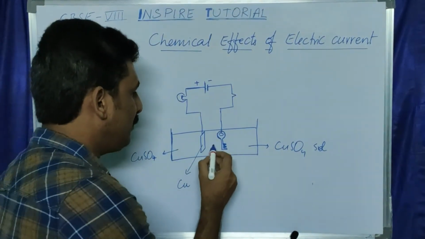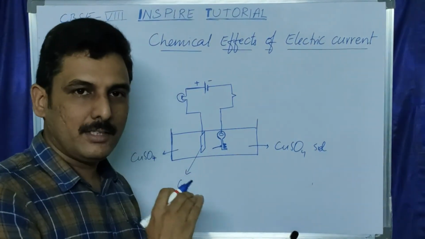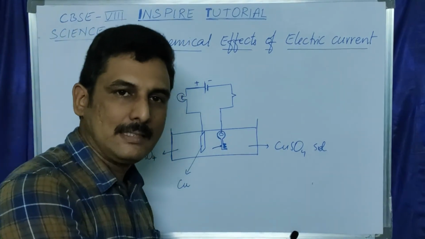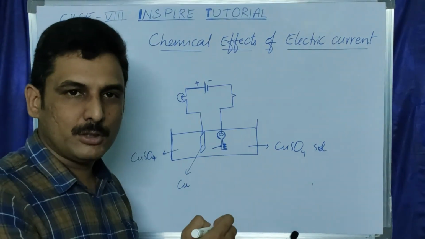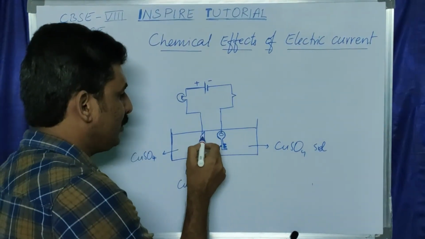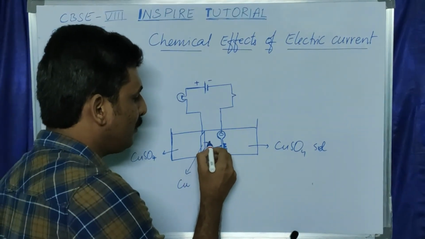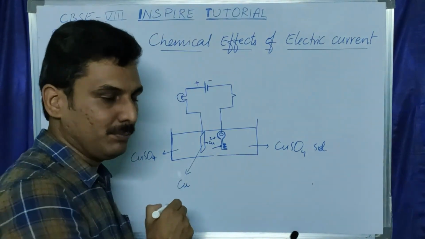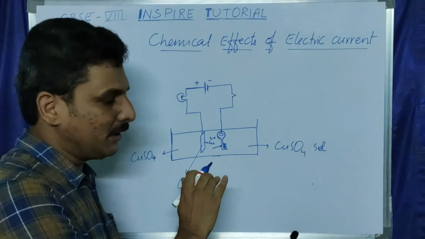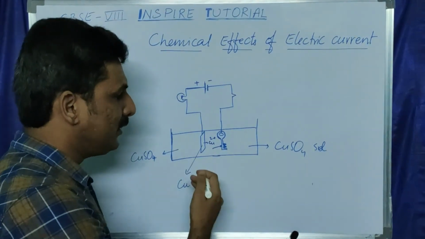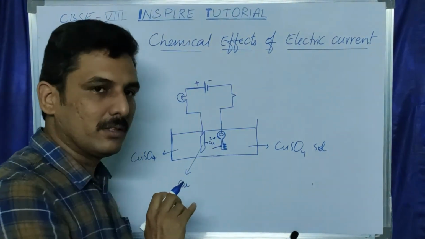The copper ions which are present in the solution will go to the key, and that copper will deposit on the key. At the same time, since copper ions are being lost from the solution, the positive electrode, which is made of copper, will release copper ions into the solution. And again those copper ions will go to the key and deposit on that key. So this process goes on until you get a thin layer of copper over that key.